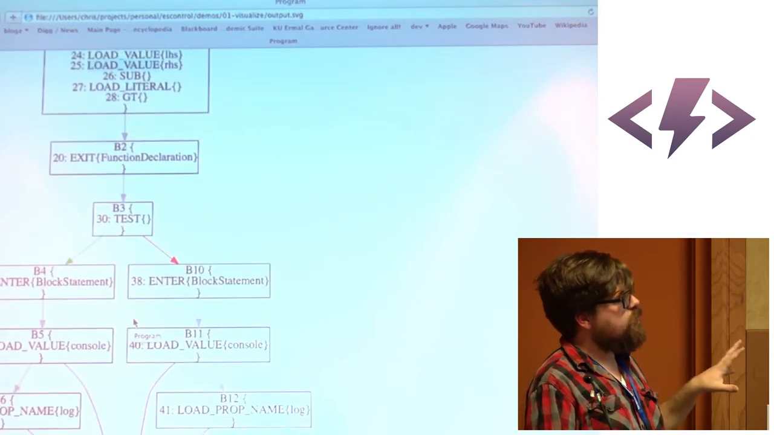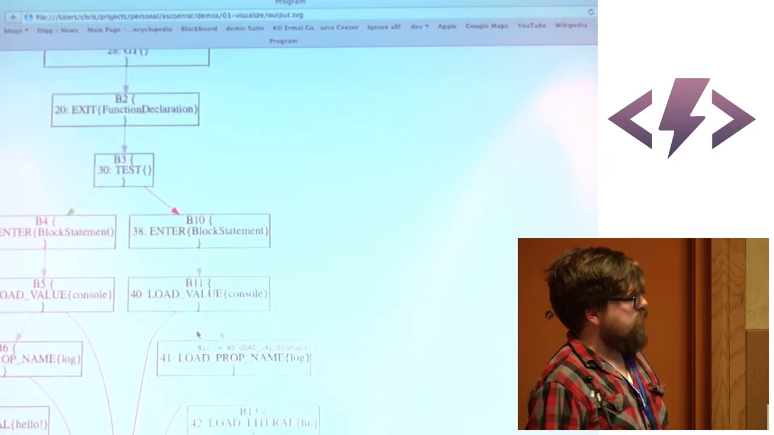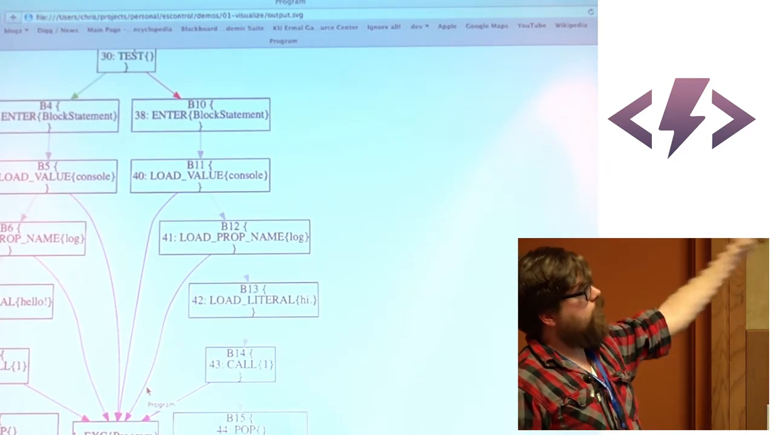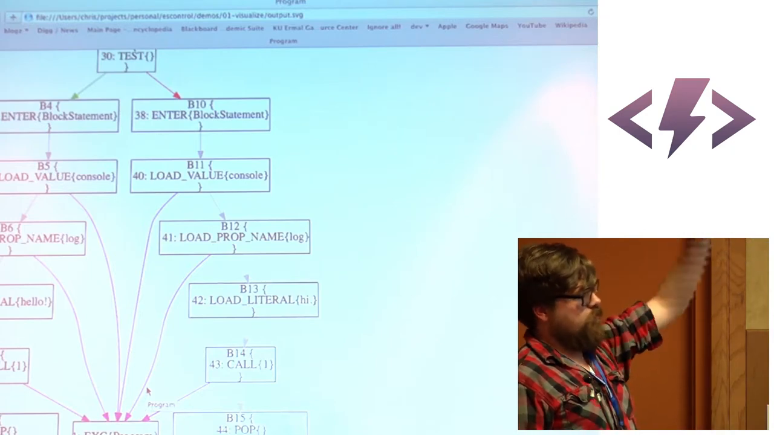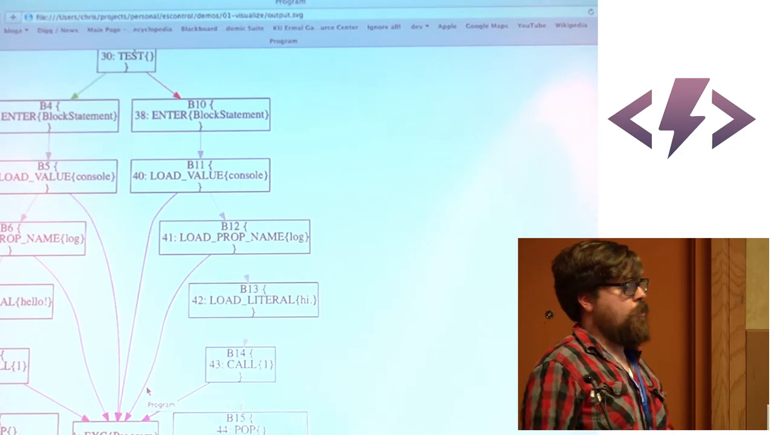And this is where things start to get interesting, because we have those two branches. But these colored edges, I should mention really quick. Green means that was true: control moves this way if it's true. Red means control moves this way if it's false. Purple means control moves this way if there's an error.